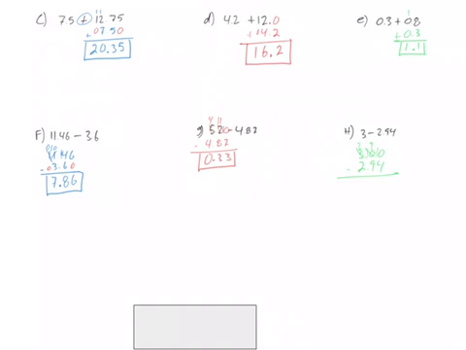10 minus 4 is 6. 9 minus 9 is 0. Keep that decimal place right here. 2 minus 2 is 0. So my answer is going to be 0.06.